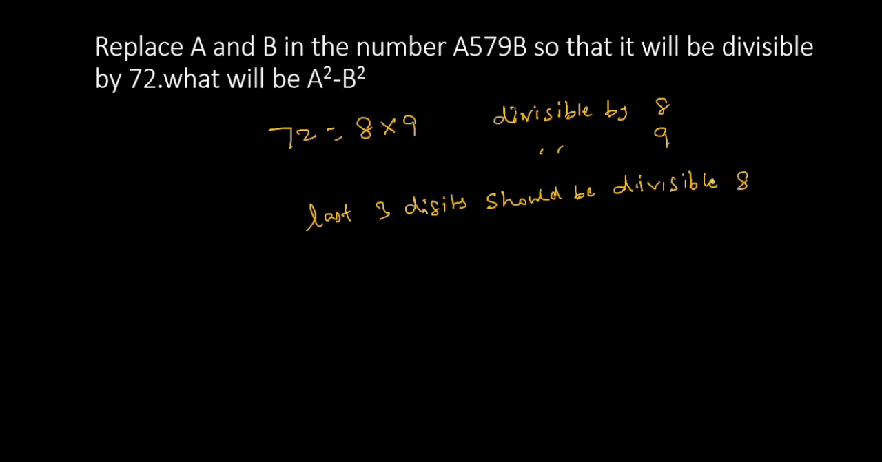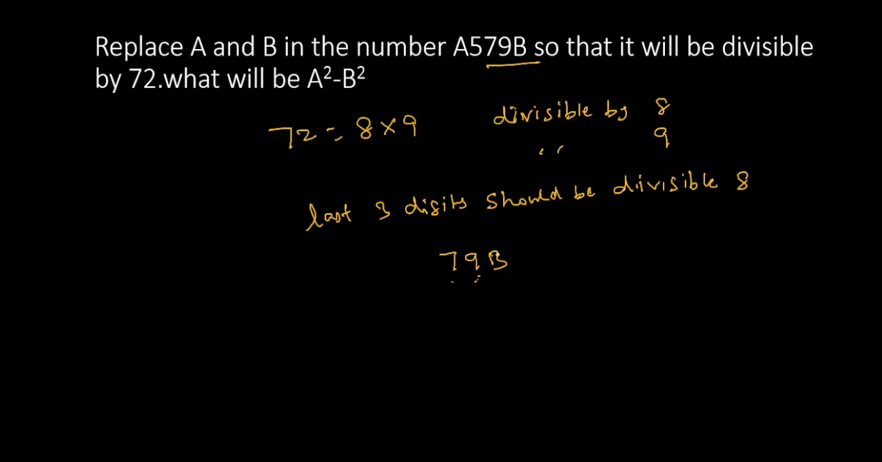Last 3 digits should be divisible by 8. So when we take 7, 9, B, so 7, 9 and B, when we apply 8 here, 9 8s are 72, remaining is 7 and 7B.